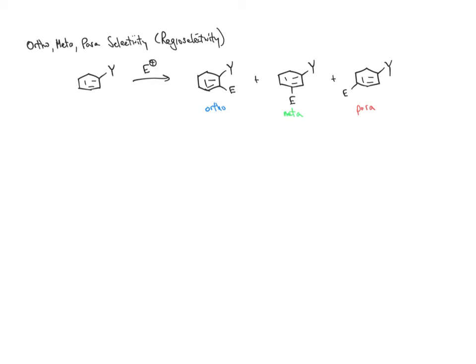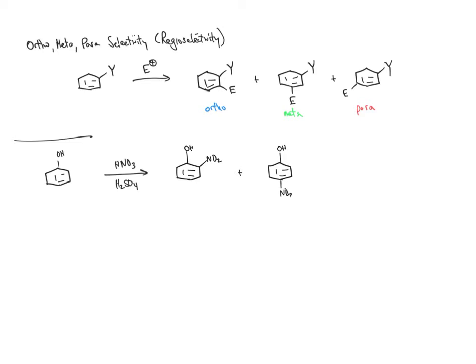Okay, so let's take the nitration of phenol as the first example. All right, so let's say we're going to take alcohol that's already on the benzene ring, and we're going to do a nitration reaction. So we've got nitric acid and sulfuric acid. We've got two products that form here. One product is going to be the ortho nitrophenol, and the other product is going to be the para nitrophenol. And those are going to be in a 40 to 60 ratio.